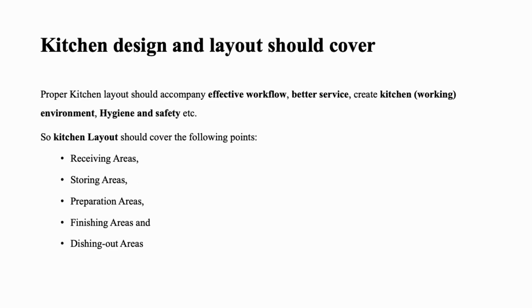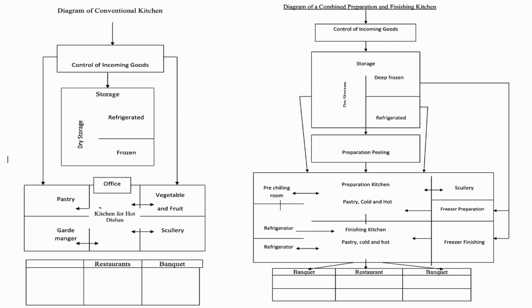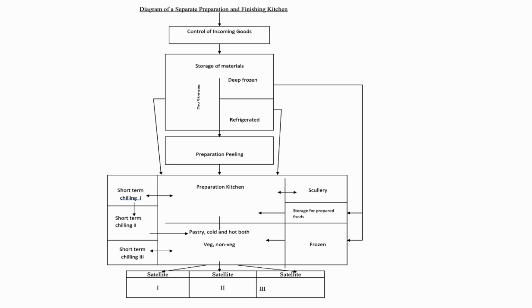Kitchen design and layout should cover the following things. Proper kitchen layout should accompany efficient workflow, better services, a good kitchen working environment, hygiene, and safety. So layout should cover the following points: the receiving area, storage area, preparation area, finishing area, and dishing out area. Here are a few examples of a conventional kitchen diagram of a combined preparation and finishing kitchen, and a diagram of a separate preparation and finishing kitchen.